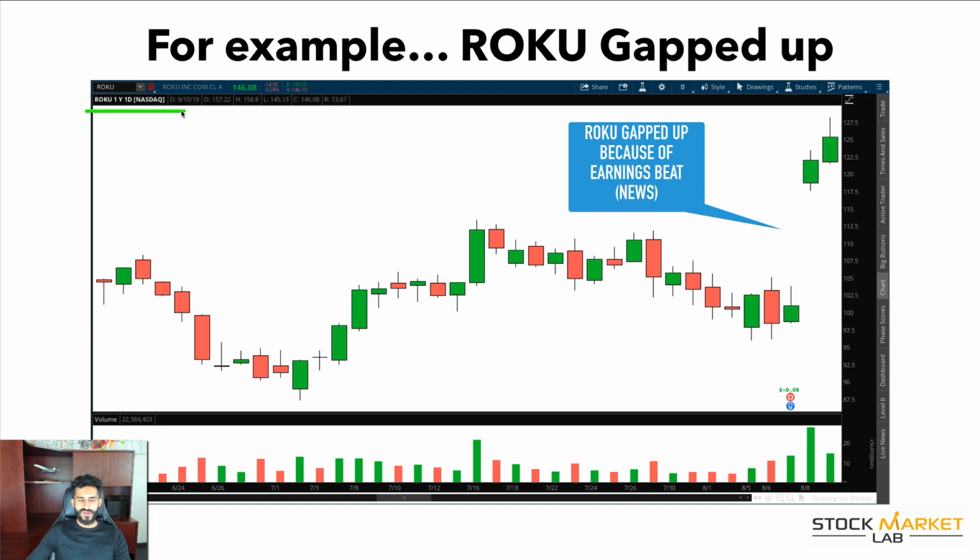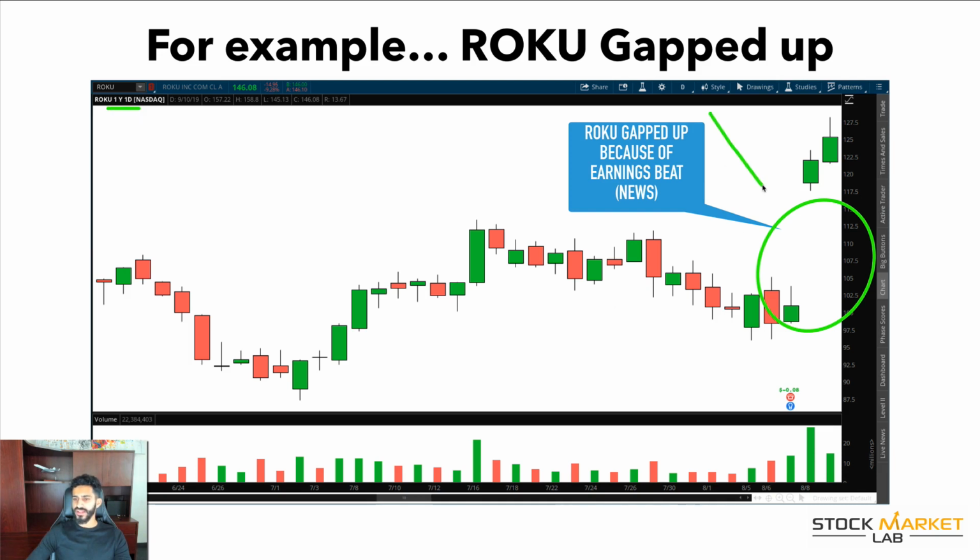So you can see we're looking at Roku right here. Roku in this situation gapped up because of an earnings beat. Roku had earnings, you can see right there. Their earnings were good, good forward guidance, everything was good. Because of that, the stock gapped up. You can see there's a catalyst, some sort of event or news here that's causing the stock to gap up, to make a move up, because of catalysts, because of news. Now, the reason it looks like there's no trading activity here is because we are on a daily chart.